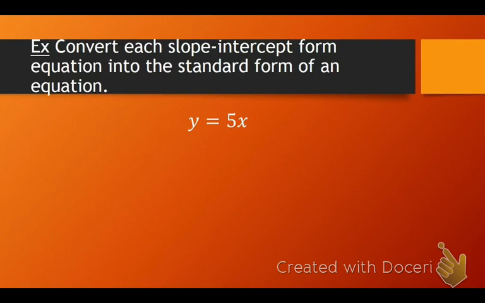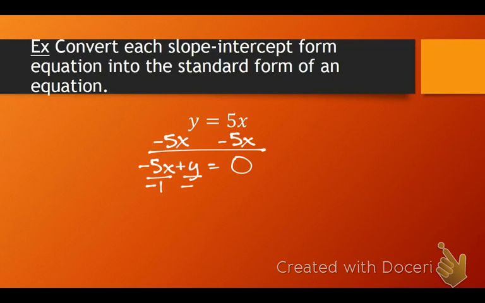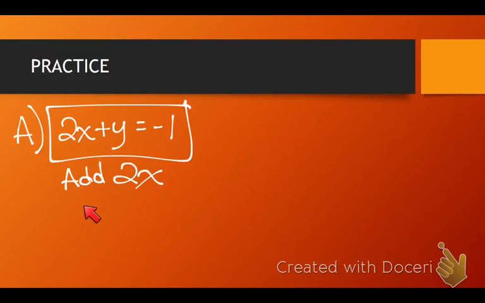So last one, we don't have to get rid of a fraction. We just got to move the x to the other side. We don't have a B. Sometimes 0 pops up. We still have to pay attention to the rules. No fractions, no negative leading coefficient. So divide everything by -1. All I needed to do on practice A was add 2x.